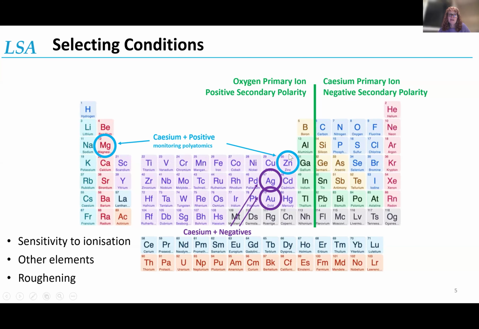We've also found better sensitivity for zinc and magnesium using cesium and positive secondary polarity and monitoring the cesium polyatomics. So monitoring cesium magnesium instead of just magnesium gives us better detection limits than just measuring magnesium with oxygen secondary polarity.